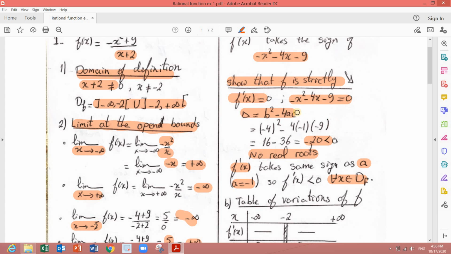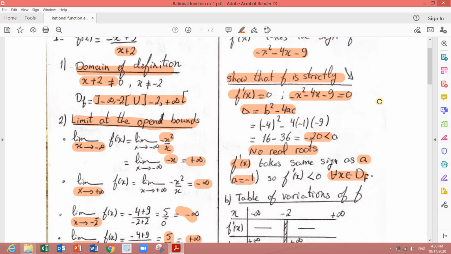Also, if we are not going to solve using delta, we can solve this equation, minus x squared minus 4x minus 9, by using the calculator. The calculator will give two complex roots, with i in the solution. Whenever the calculator gives i in the solution, it means we have no real roots, and f prime x will take the same sign as a.